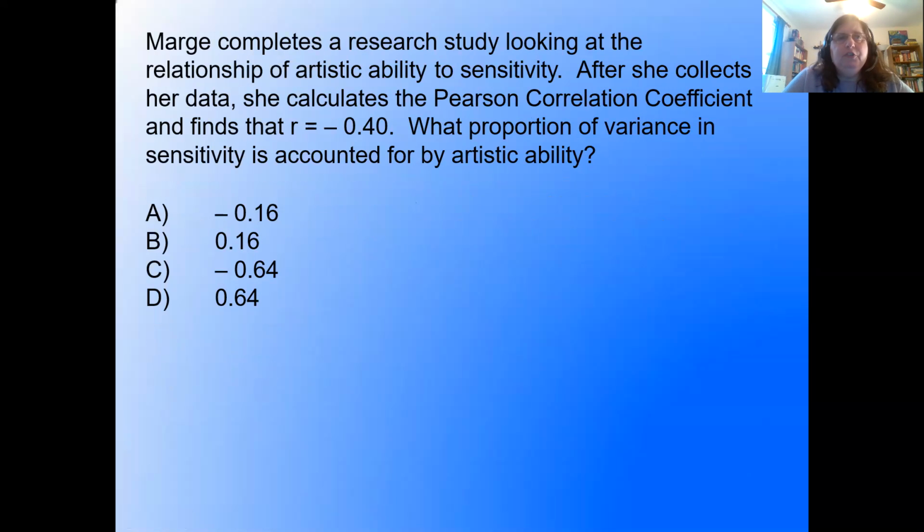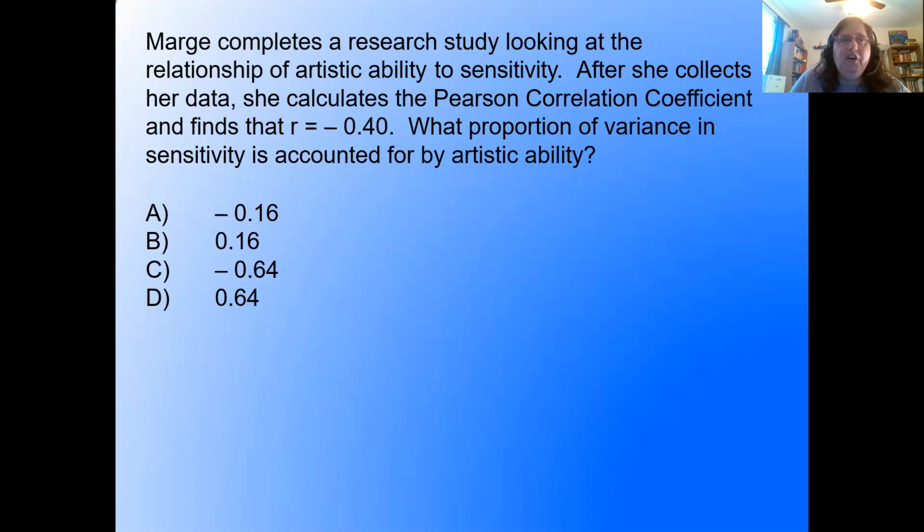So Marge completes a research study looking at the relationship of artistic ability to sensitivity. After she collects her data, she calculates the Pearson correlation coefficient and finds that R equals negative 0.40. What proportion of variance in sensitivity is accounted for by artistic ability? Okay, so how do we get this? How do we get from Pearson correlation coefficient to proportion of variance? So again, pause, think about it.